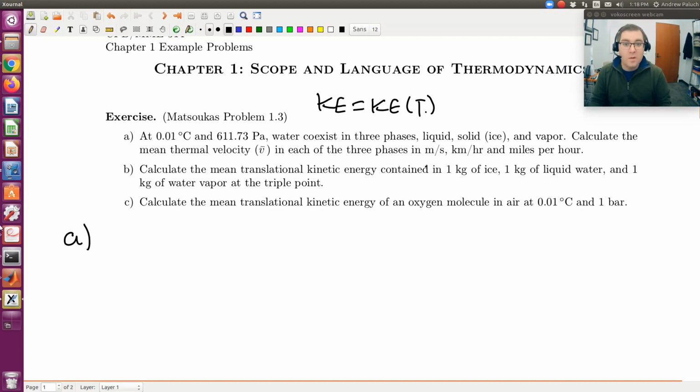Cool. Now, in terms of calculating the mean thermal velocity, the pressure is not significant. It is just meant to tell us that we have three-phase coexistence. My temperature is 0.01 degrees C, and what I'm asked to calculate is the mean thermal velocity. So how am I going to get that?